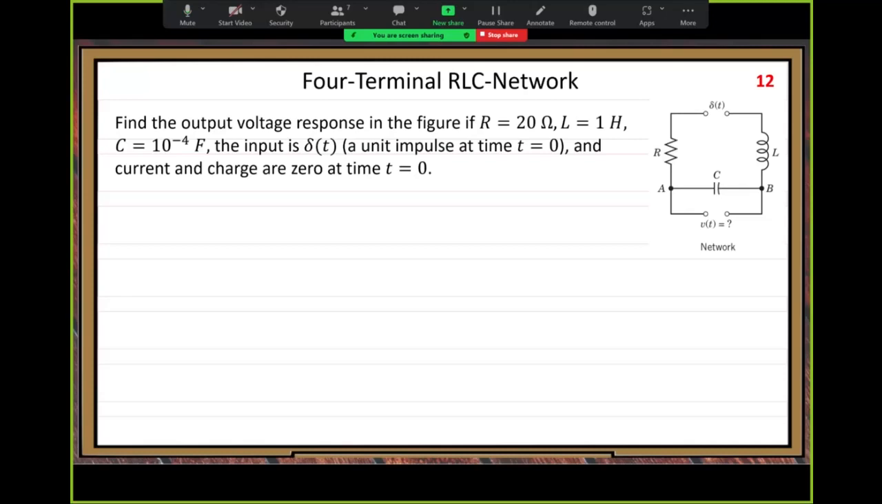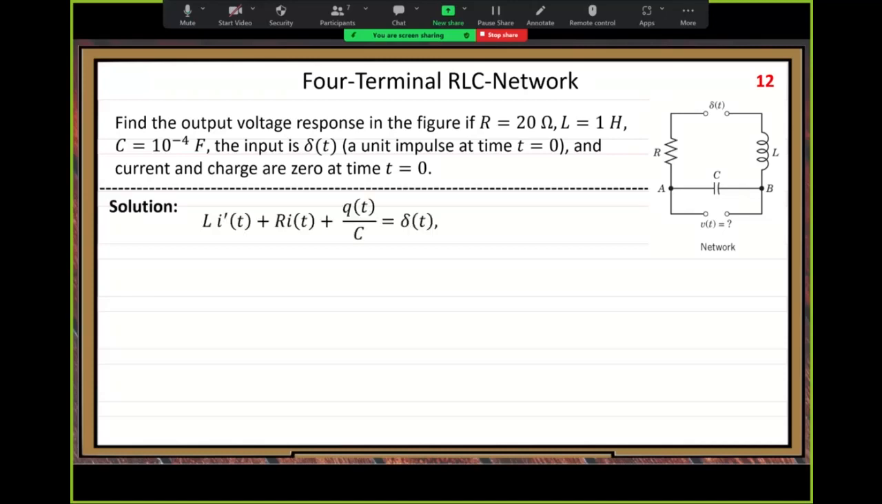So let's solve this problem by Laplace transform. First, let's set up equations. The first circuit: L I prime, plus R times I, plus Q over C equals delta, by Kirchhoff's voltage law. Second, because in this circuit you only have C and output V, it's very simple. The second equation: the output V equals little q over C. So if we can solve Q from the first equation, then we plug it in and get the output from the second equation.